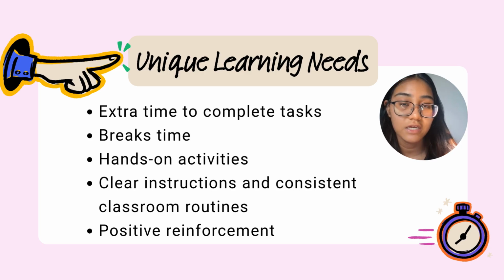Fourthly is clear instructions and a consistent classroom routine. When we give clear instructions, he can know what is expected of him, and also the classroom routine, so he is not surprised every day. Like every morning the teacher will show the schedule and he will know what the routine is like for the day, and the teacher can also include that each schedule has a 5-minute break. And fifthly is positive reinforcement.